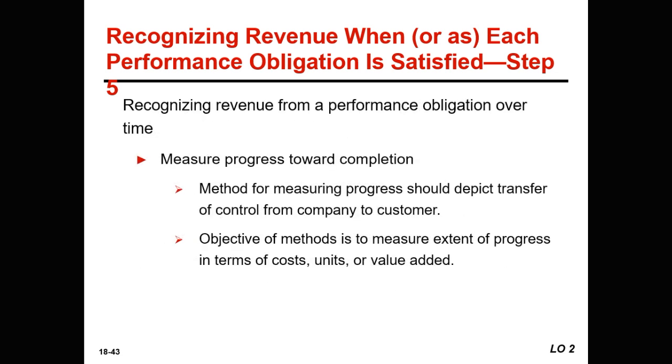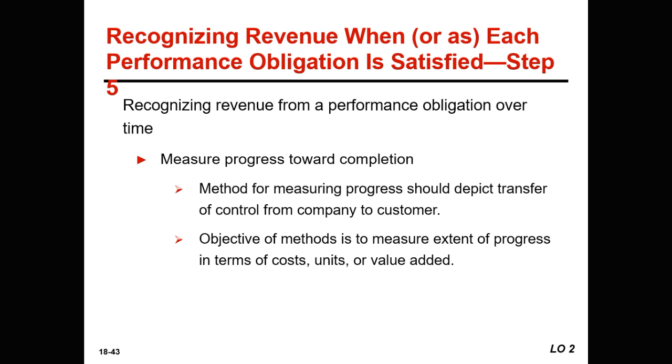Now, measuring progress towards completion can differ. The method for measuring the progress should depict transfer of control from the company to the customer. It should mirror what really is happening, and should not necessarily be an arbitrary thing. The objective of the method is to measure the extent of the progress that is occurring in terms of costs, units, or value added.